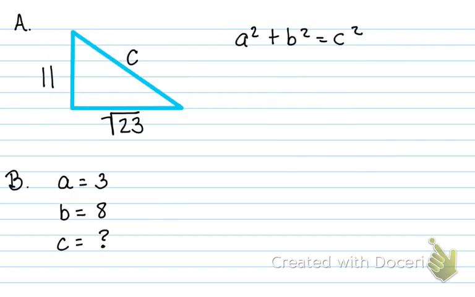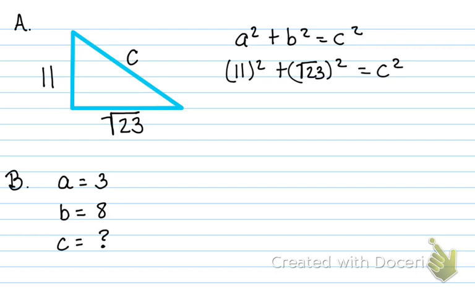So our first example is a triangle that has a leg of 11 and a leg of square root of 23, and then we don't know the hypotenuse. So we're going to plug it in and find it. So we're calling A 11, so we're going to plug in 11 and square it, plus the square root of 23 squared equals C squared. Then we're going to simplify.